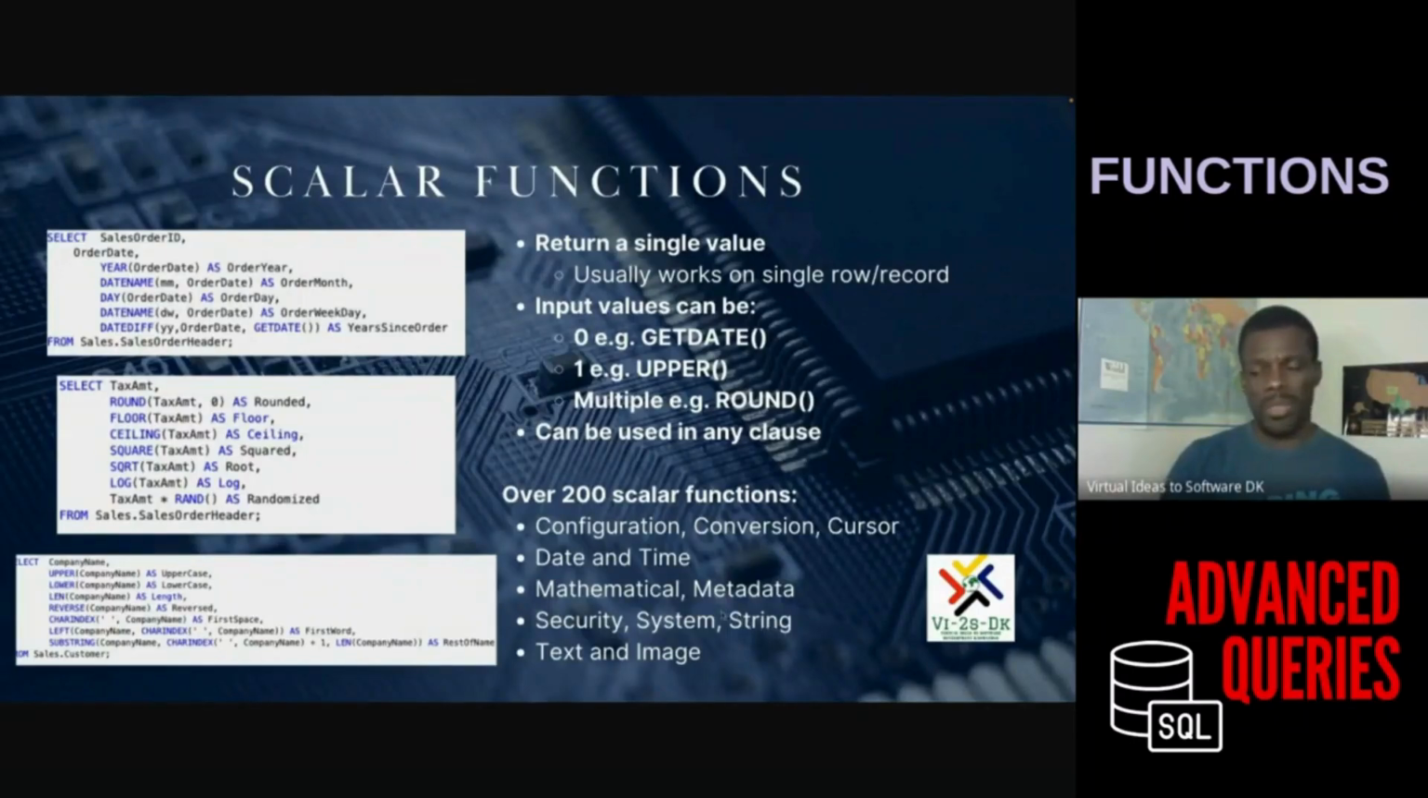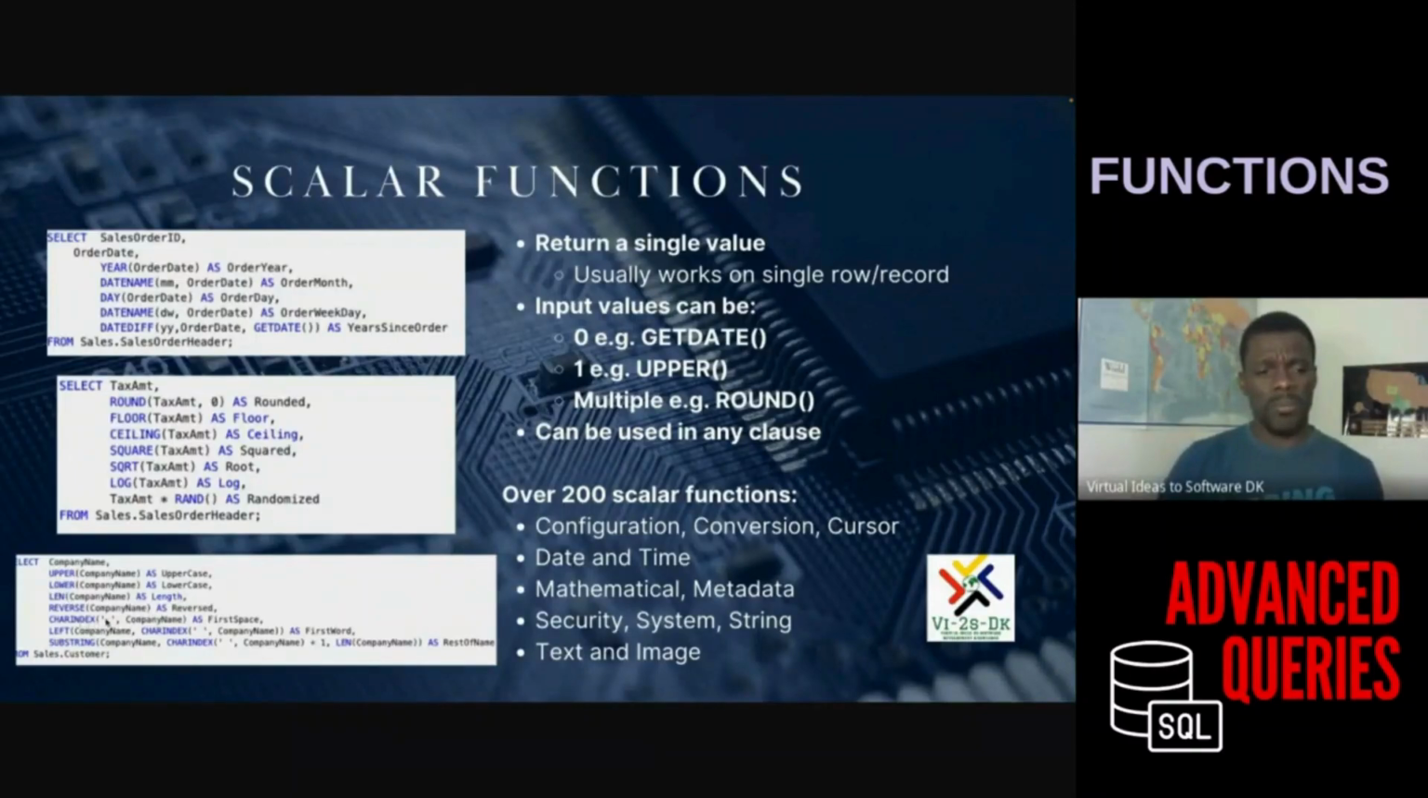Those are quite enormous, quite a lot of them. In this case, you see the company name will be put in uppercase or in lowercase. You can decide to find the length of the company name. If it's ABC, then we know the length is going to be 3. We could reverse it, so if it's ABC, it becomes CBA, and so on and so forth. So you get to decide or find the character index.